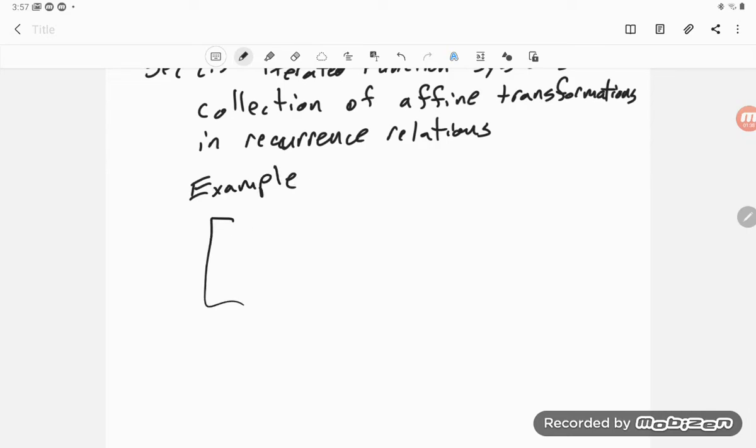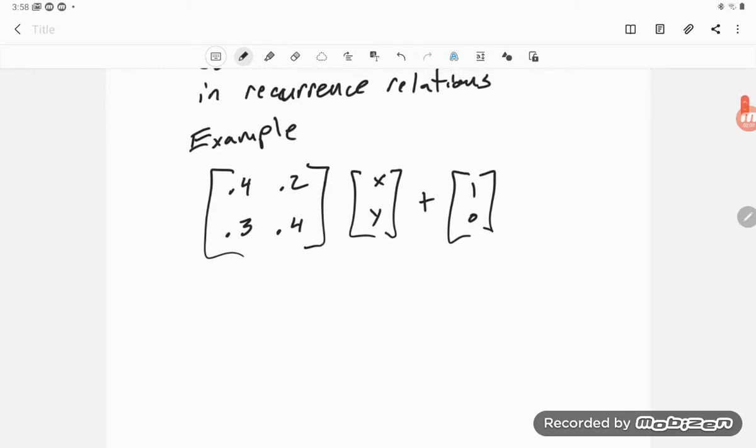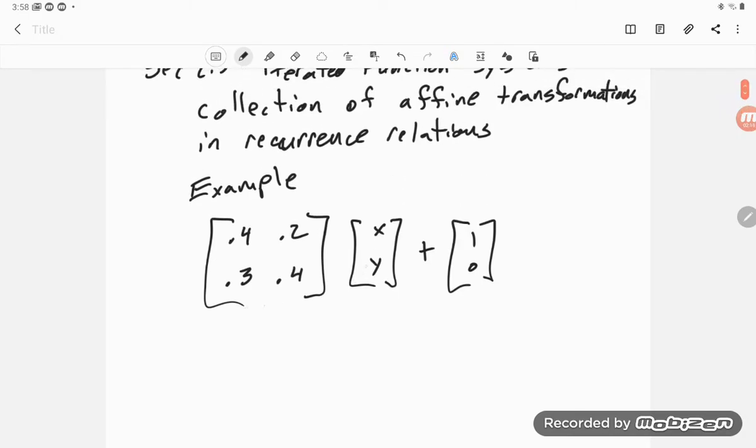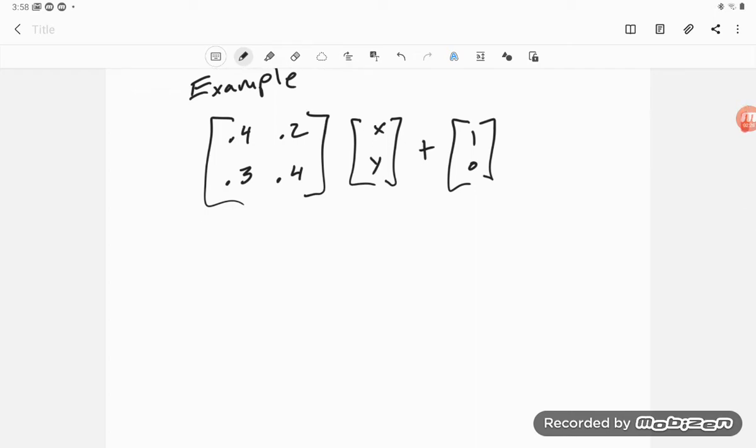So I'm going to use, say, something like 0.4, 0.2, 0.3, and 0.4. Something like that. So there's a matrix times some x, y, and then maybe I'll add to it 1, 0. So there's one function of x and y. I have a 2 by 2 matrix times my two-dimensional vector x, y, and then plus a constant, and that's an affine transformation. It's also a contraction mapping, but we won't worry about that for the moment.